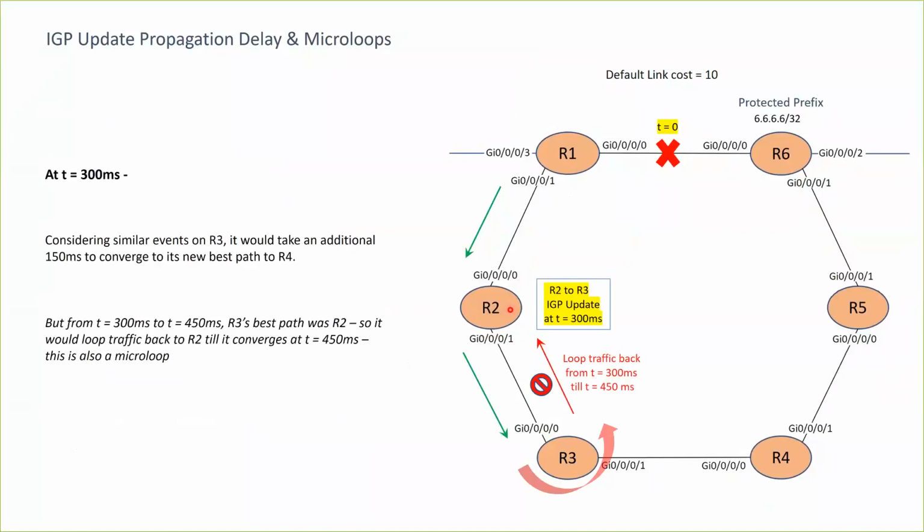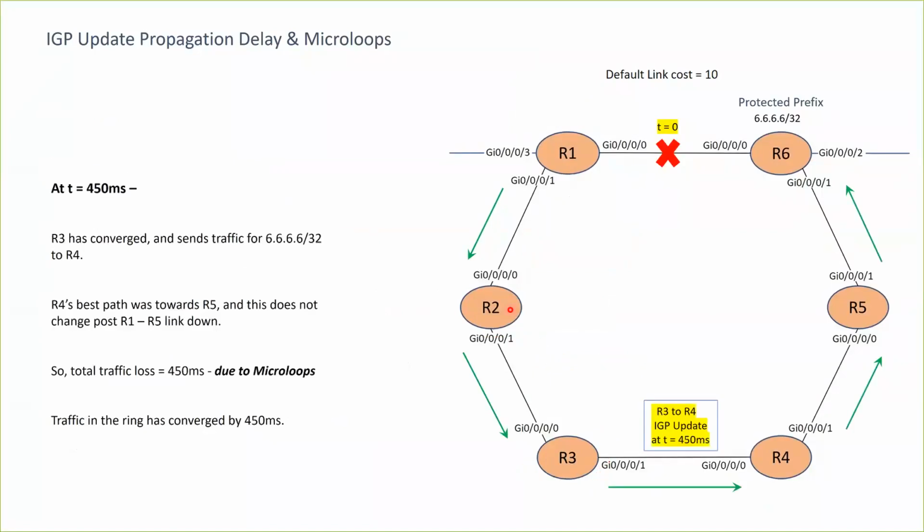Alright. So for how long have I dropped traffic now? 305 milliseconds drop. Post that, if R3 can somehow send traffic to R4, R4's best path it will take. So you don't have a drop post that. But I have dropped traffic for 305 milliseconds. So total traffic loss is not 450, it's 305, I'll correct it.